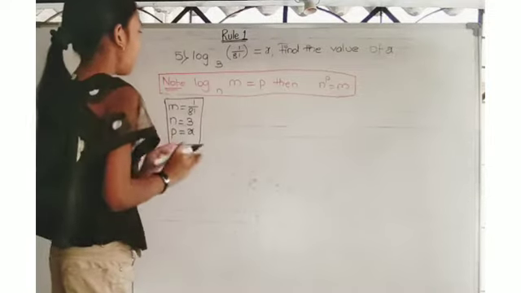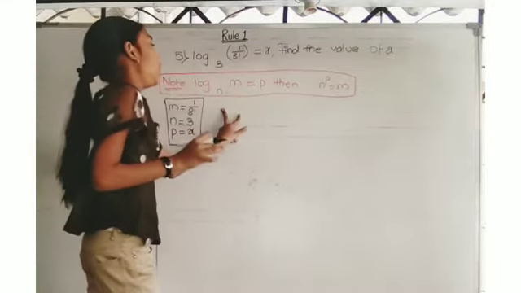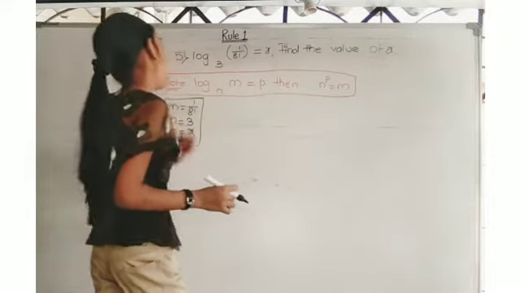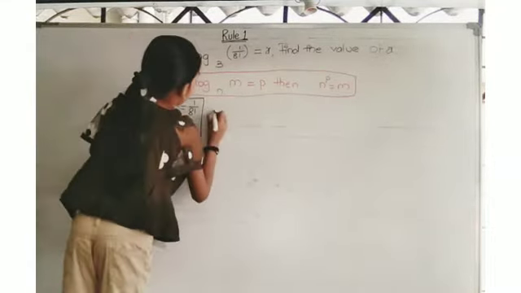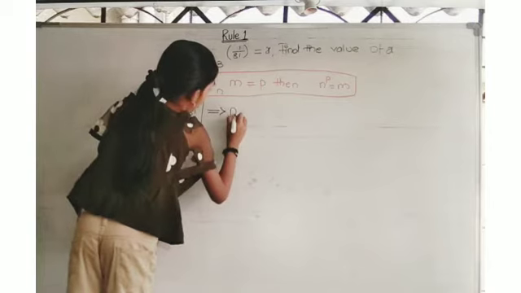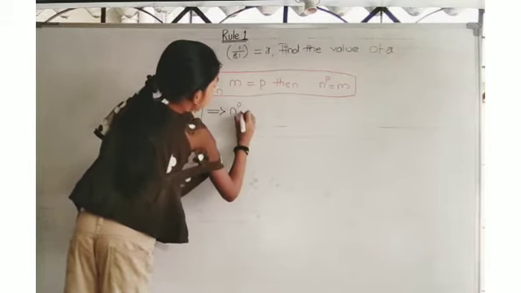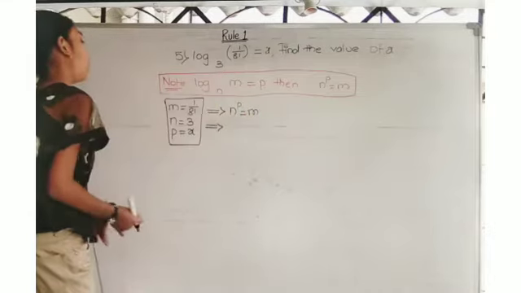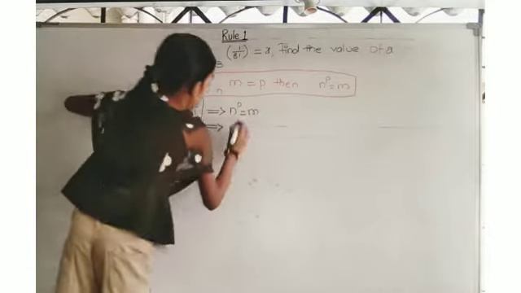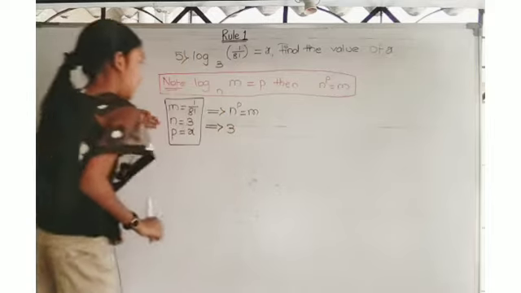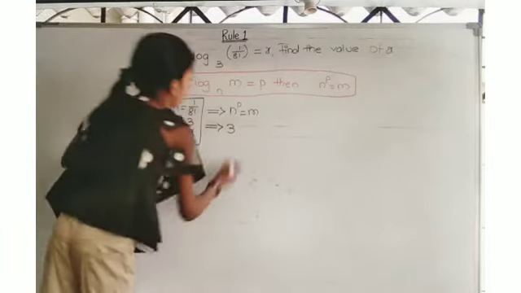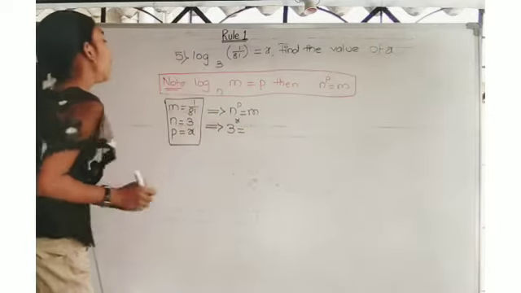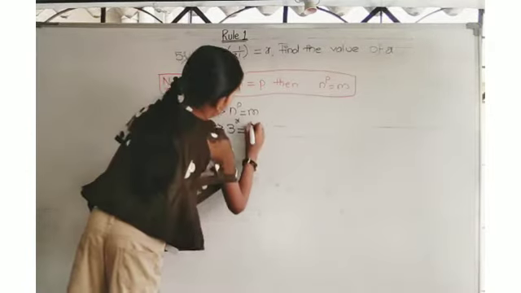Now we are going to solve in the simple form. As this we have converted, we are going to convert into similar form. So we are going to write n raised to p is equal to m. Now here we are going to substitute. So n value is 3, p value is x. So 3 raised to x is equal to m value we have got, 1 upon 81.